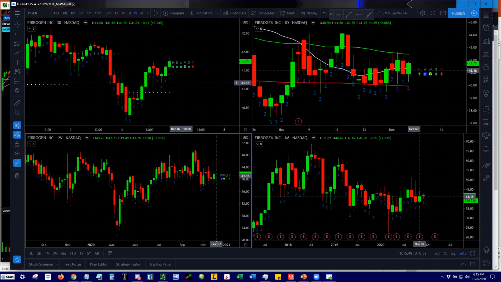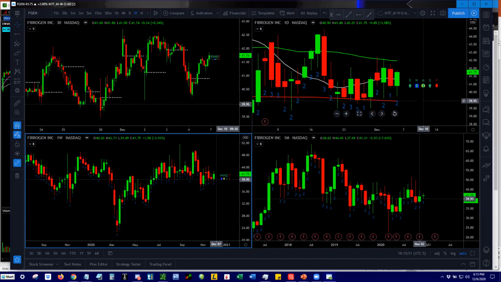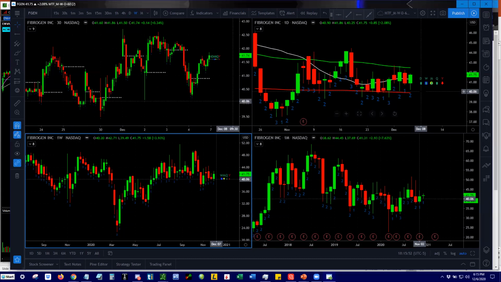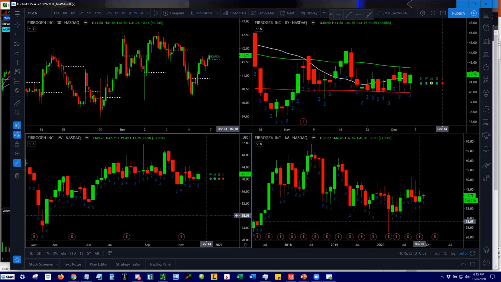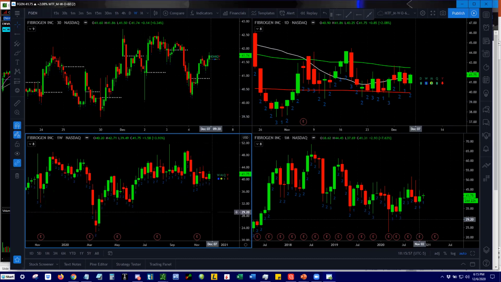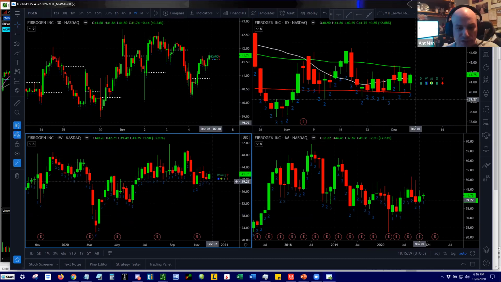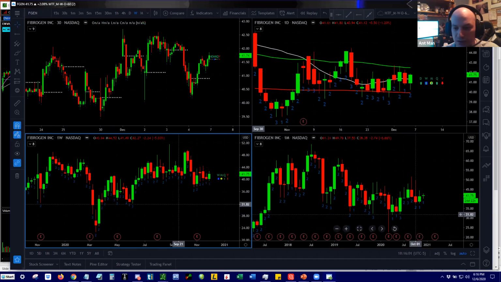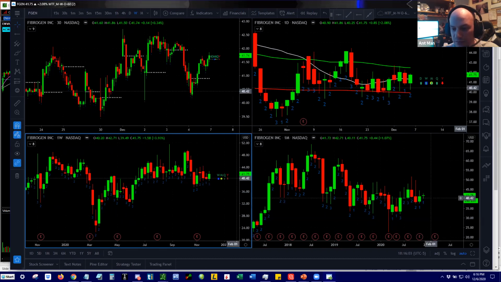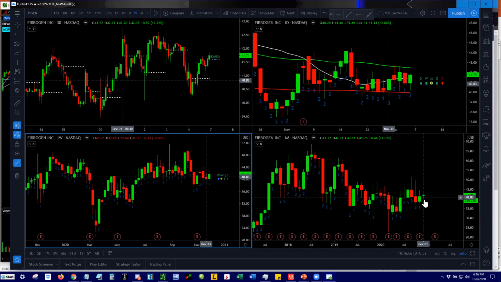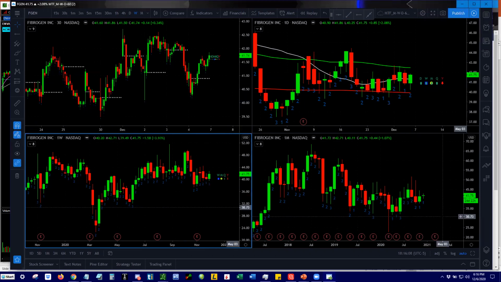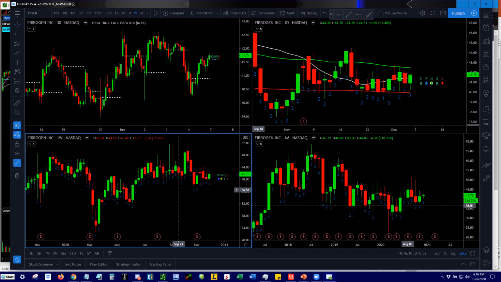FGEN. That's the 30. Got good magnitude, 3 on the week. Tried going down, came back. Inside month currently. Inside and up, yeah. Definitely some good magnitude there. 5%.